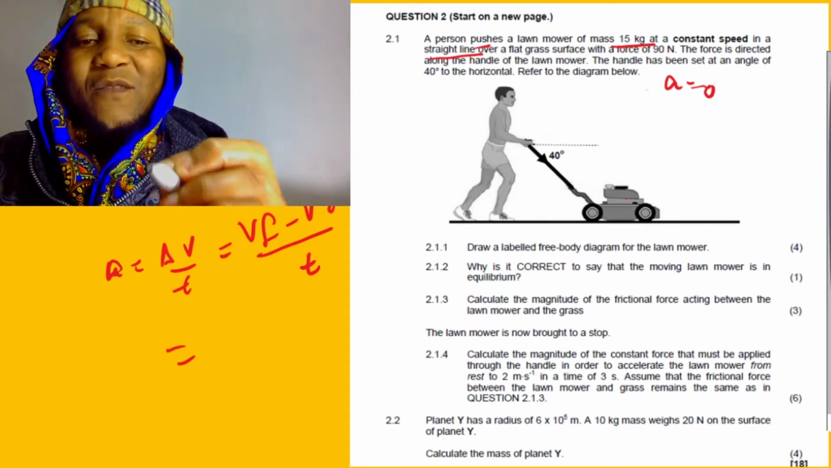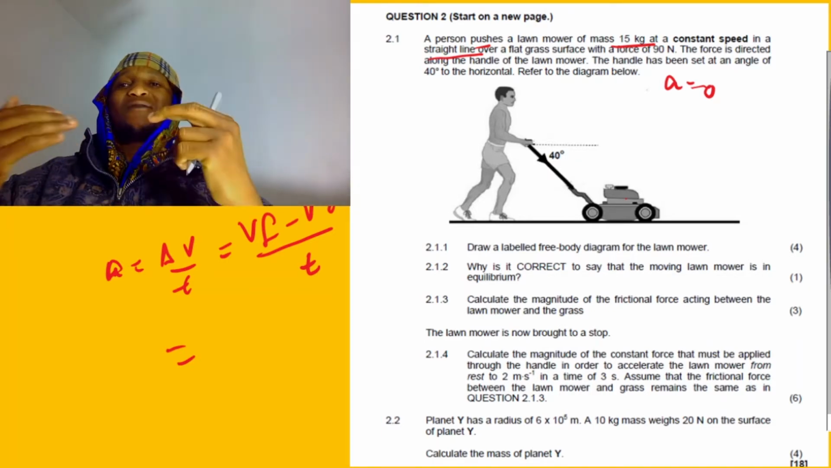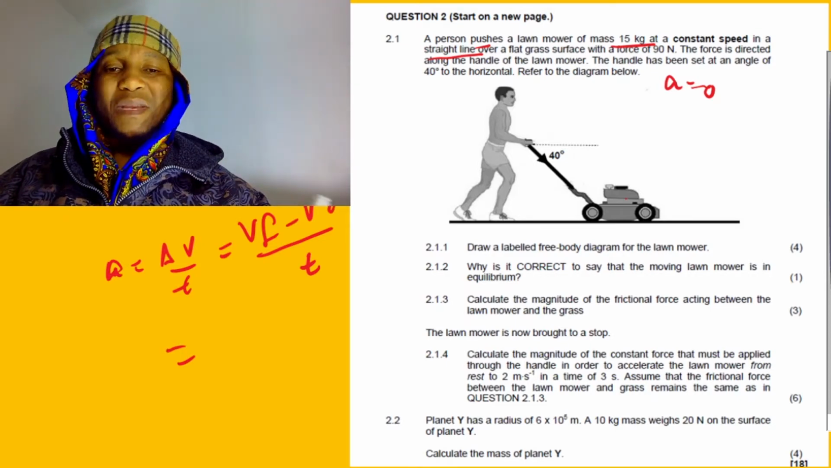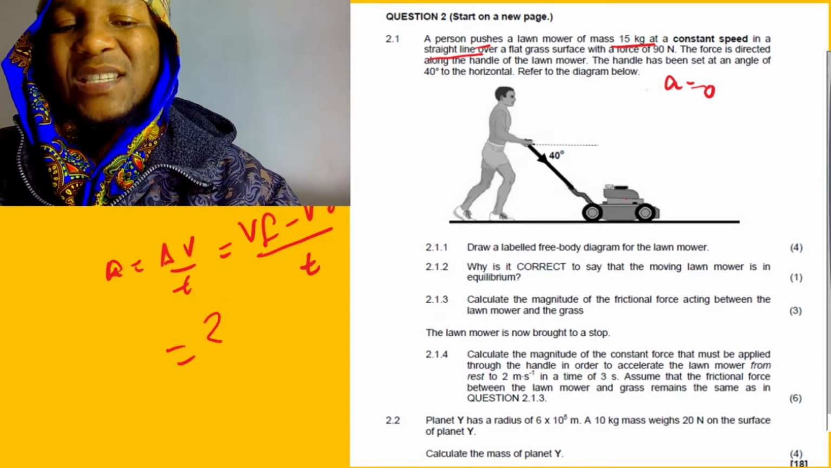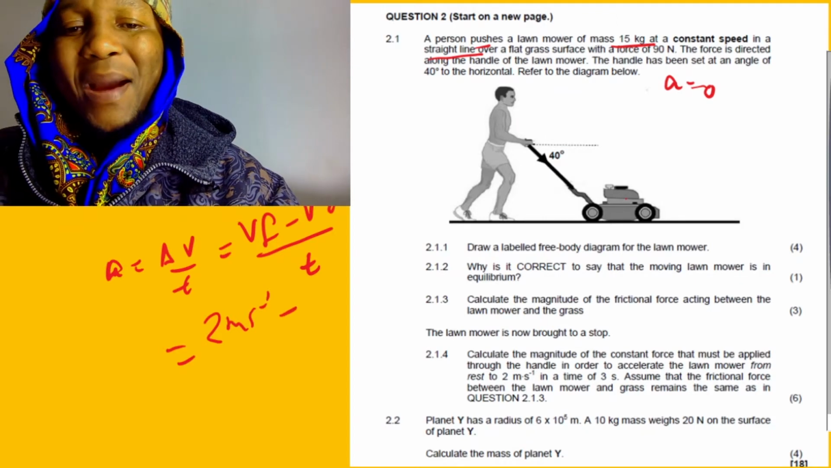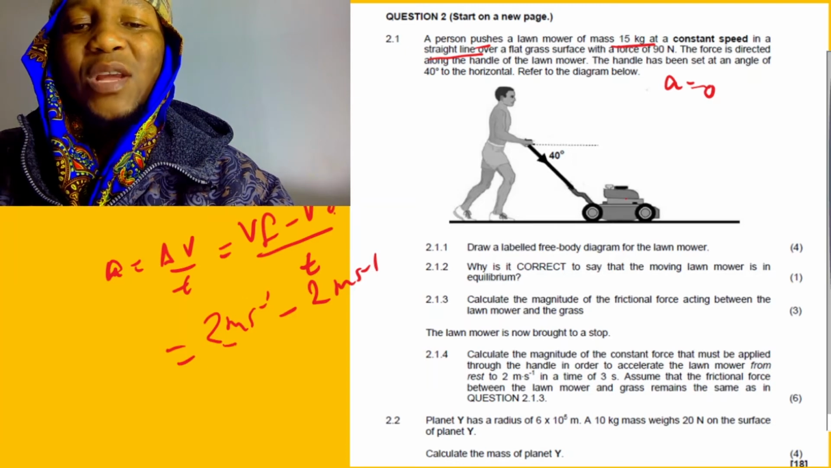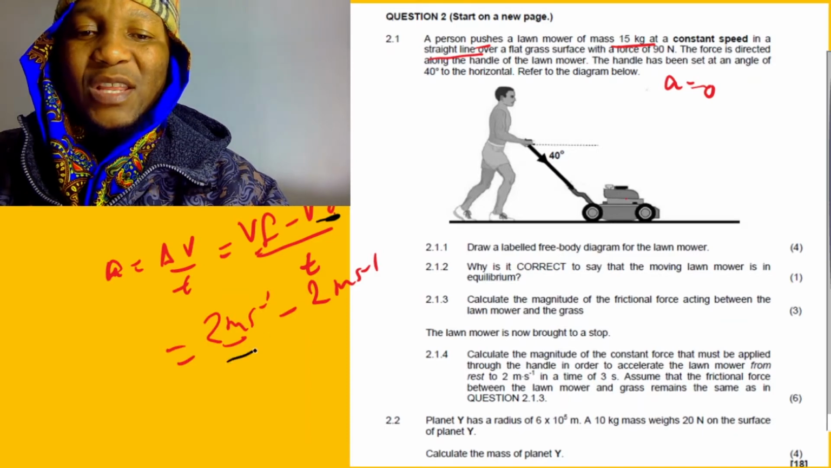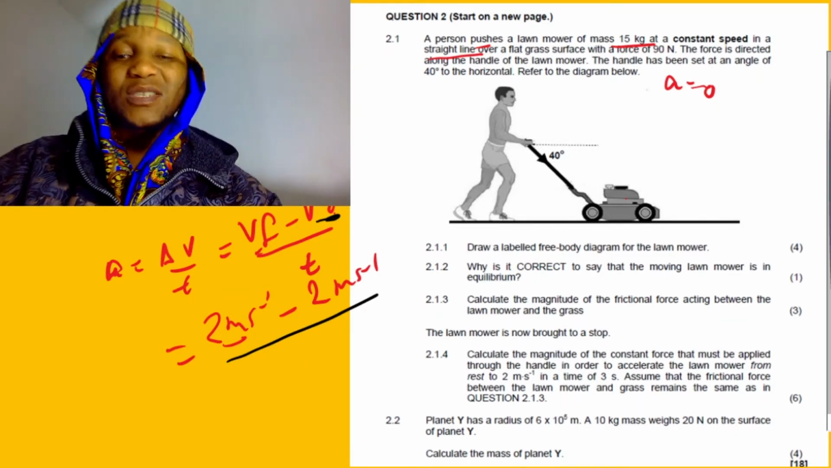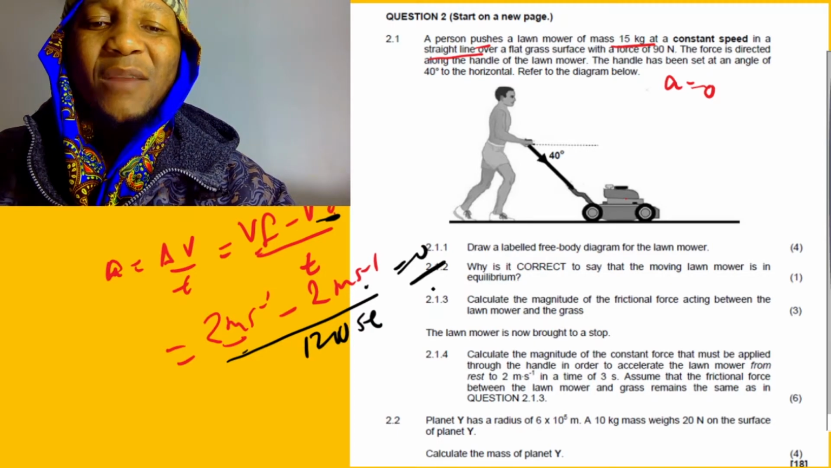So when you say velocity is constant, meaning you start with a velocity and maybe after 2 minutes you are at the same velocity, it means the velocity did not change. So let's say velocity final equals 2 meters per second, minus velocity initial equals 2 meters per second. Why am I writing the same? Because it's constant, so final velocity equals initial velocity. Then we divide by 2 minutes, but you have to change your time to seconds, so 2 minutes equals 120 seconds. So 2 minus 2 equals 0, and 0 divided by 120 equals 0.